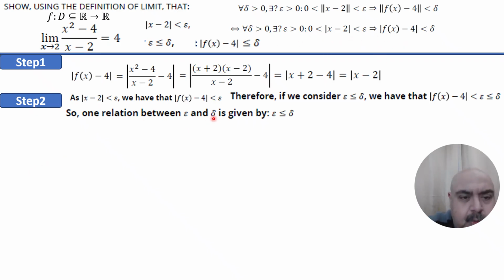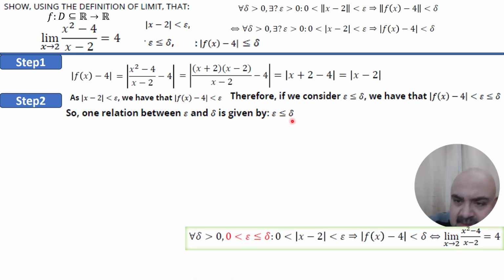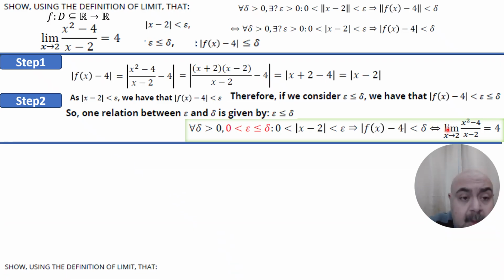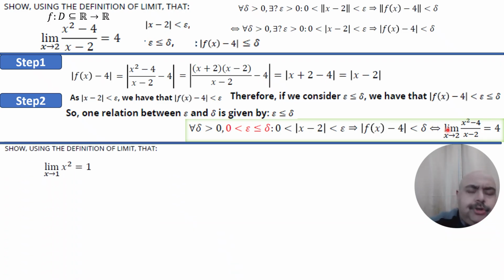That's the one relation between epsilon and delta: epsilon is less than or equal to delta. So for every delta greater than 0, there is an epsilon greater than 0, less than or equal to delta, where I will have |x − 2| less than epsilon, which leads to |f(x) − 4| less than delta, so the limit is equal to 4. Perfectly done. I will repeat all the steps once more with another problem. I want you to memorize these steps. They are constant steps, but the experience will come with more problems.